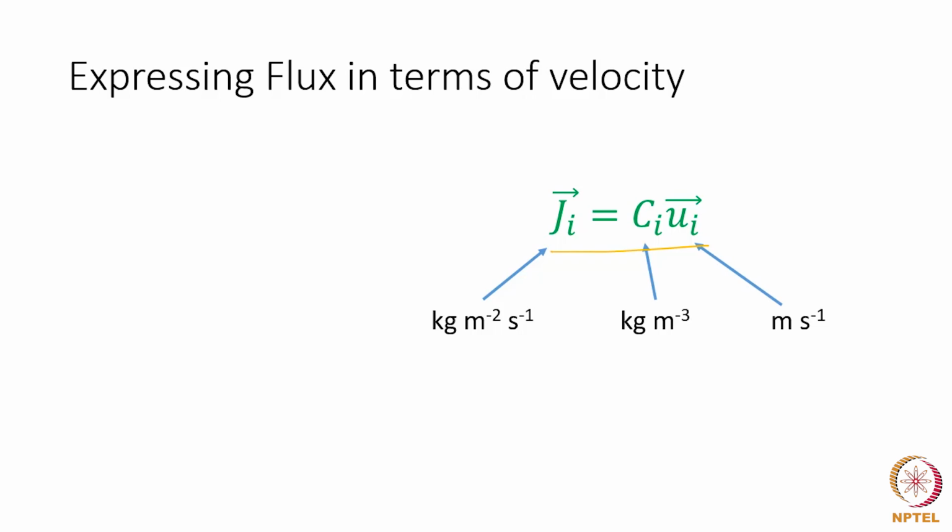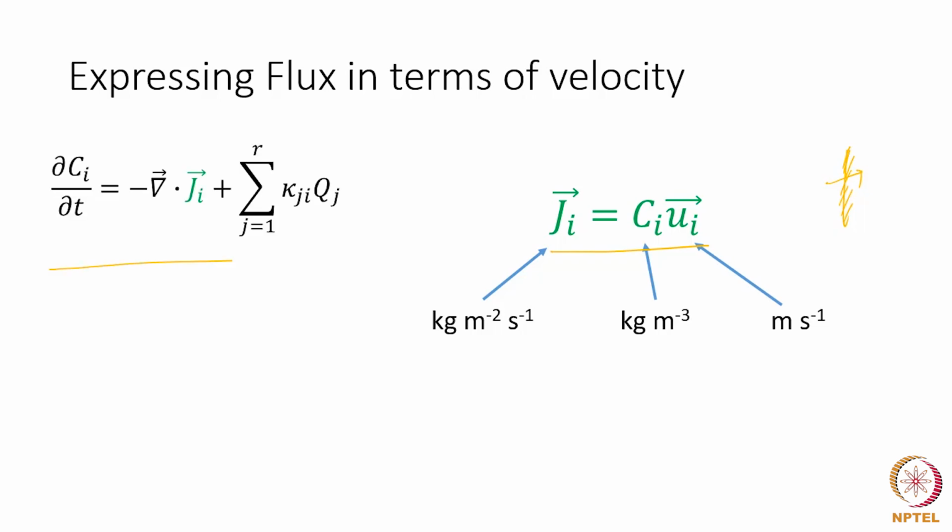It actually tells you that across a phase you have the velocity of the species multiplied by the concentration, giving you the flux itself. Now we have the balance equation that we have just now derived, and there we had a quantity Ji.